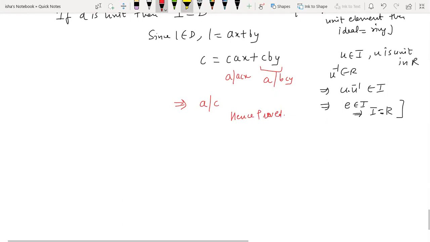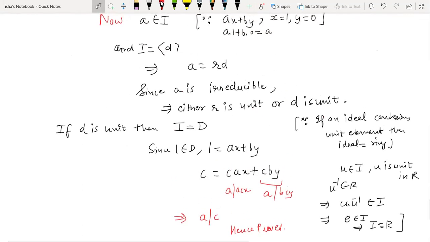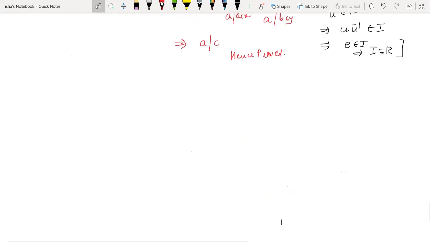Now, what was the other case we were left with? So this was the one case, if D is a unit. We were here, either R is a unit or D is a unit. So if D is a unit, our result is proved. So let's see what happens if R is a unit. So if R is a unit, in that case, what is going to happen? Yes, A is D into R basically. This is how the product looks like, the connection of A and R.